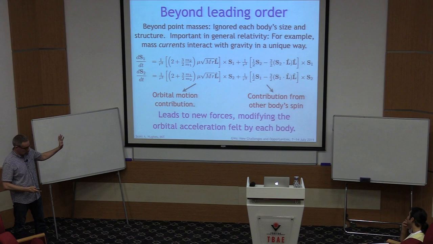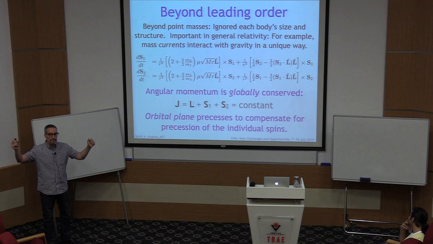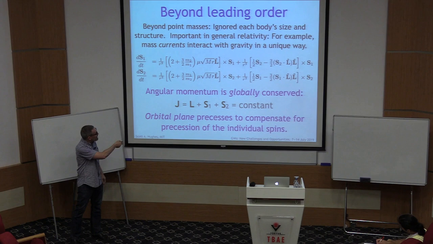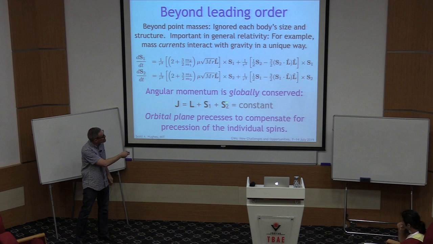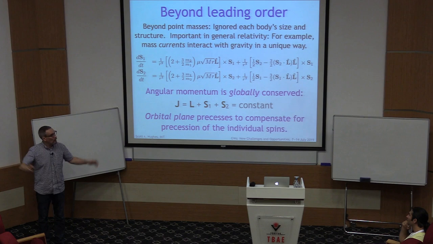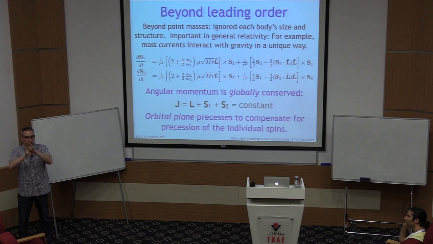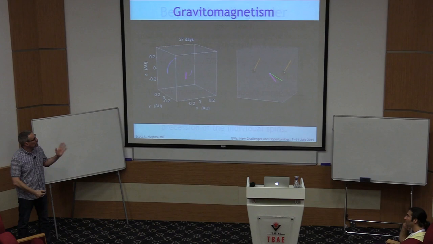But it's also the case that on short time frames, there must be a notion of angular momentum that is globally conserved. And so what we find is that if you define a total angular momentum, which is the orbital angular momentum L plus the individual spins, as S1 and S2 wiggle around according to these equations, L is going to wiggle around in such a way as to preserve this sum, compensating for the precession of the individual spins. This is a little hard to visualize, so let me just show you a little movie of this. Let me show you what you're going to see.